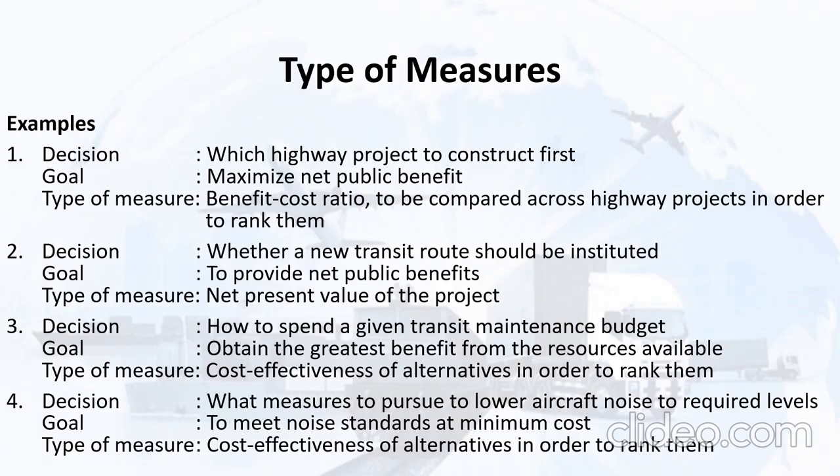Now example number 3 is the decision of how to spend a given transit maintenance budget. The goal here is to obtain the greatest benefit from the resources available. So we use cost effectiveness as the type of measure, meaning the lesser is the best, to rank the alternatives. The last example is the decision on what measure to pursue to lower aircraft noise to required levels to meet noise standards at minimum cost. Also here we use the cost effectiveness of alternatives in order to rank them.